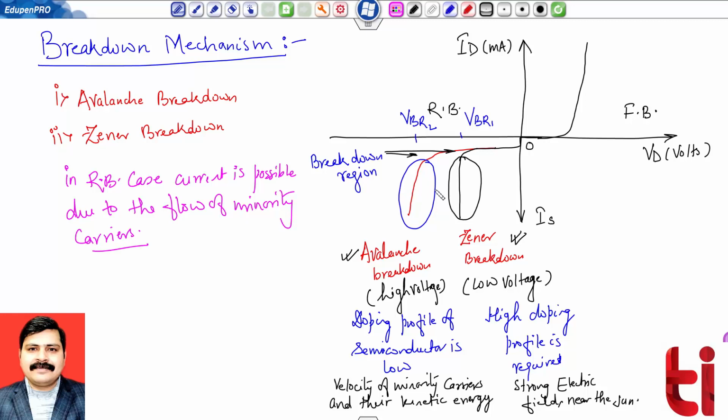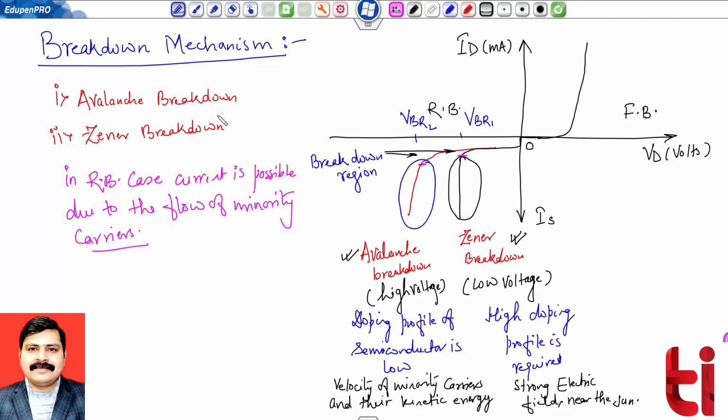That means one thing is clear: after this particular level in Avalanche and this particular level in Zener, there is an abrupt increment in the current, which is dangerous for the ordinary diode. My ordinary diode will be damaged if a breakdown occurs. However, there are special types of diodes specifically designed to work in this region. The interesting one is the Zener diode, which we will discuss just after this mechanism.